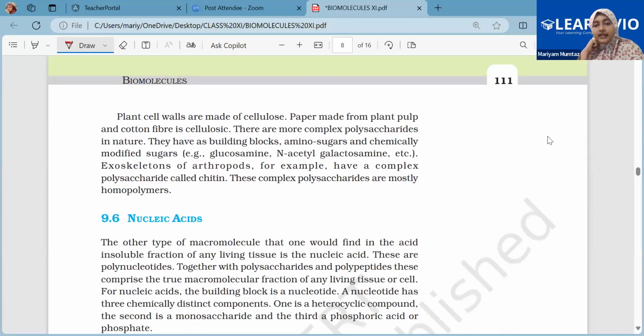Plant cell walls are made up of cellulose. Paper made from plant pulp and cotton fiber is also cellulosic. There are more complex polysaccharides in nature. They have as building blocks amino sugars and chemically modified sugars, that is glucosamine and N-acetyl galactosamine, NAG and NAG.